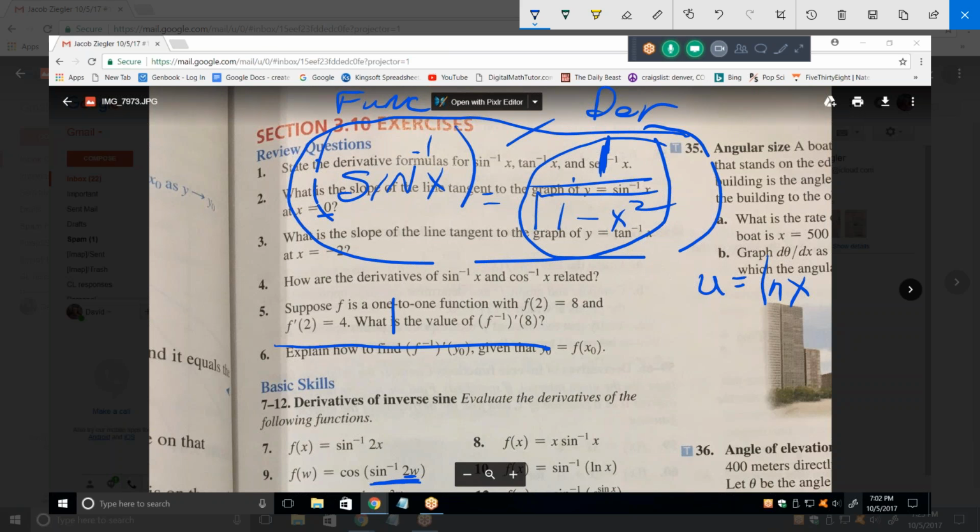What is it? So it would be 1 over the square root of 1 minus natural log of x squared. That's the derivative of the outside. Then the inside is u prime. What is u prime if u equals natural log of x? It's just 1 over x. So that's the derivative of the inside. And there's your answer.